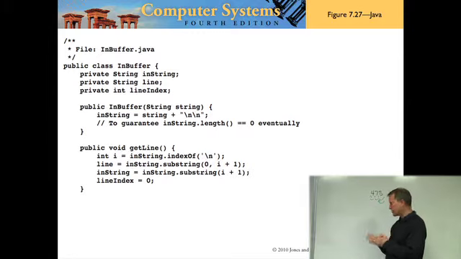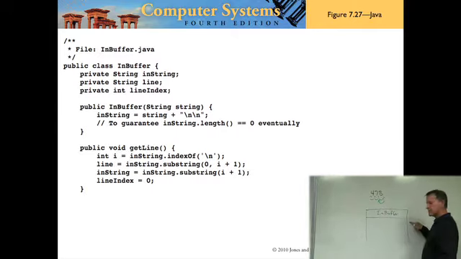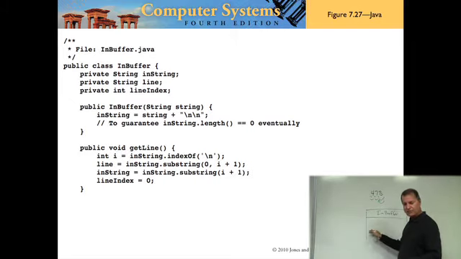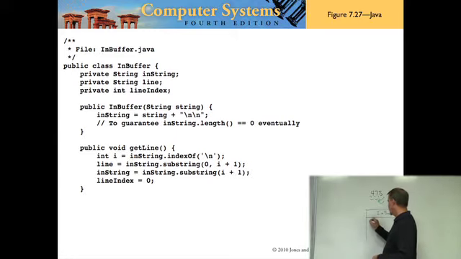What attributes does a buffer have? So here is inbuffer. That's the name of the class. What kind of a diagram is this? UML. So what attributes are in here? inString, which is of type string.